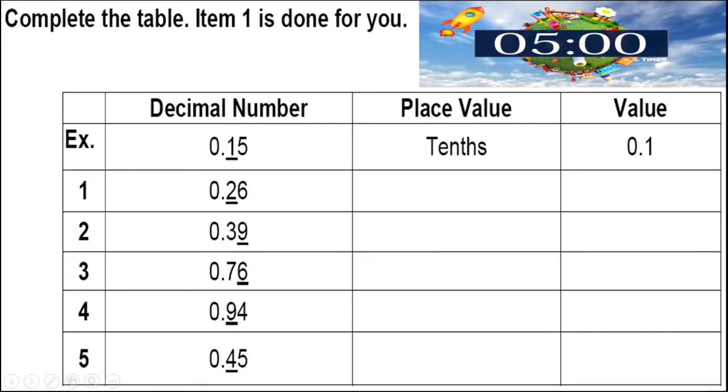Okay, for your next activity, complete the table. Item 1 is done for you. So ito example. The number is 15 hundredths. Ang may underline ay yung 1. Ano ang place value niya? Tenths. Ano ang value niya? 1/10. So ganun yung gagawin nyo. Dalawang sagot din sa isang number. 1, 2, 3, 4, 5. I will give you 5 minutes to do that in your notebook. Later, checkan ninyo yung gawa ninyo. Okay? So, timer starts now.